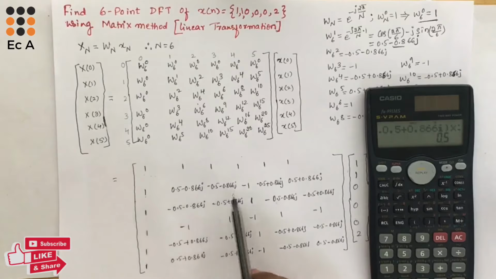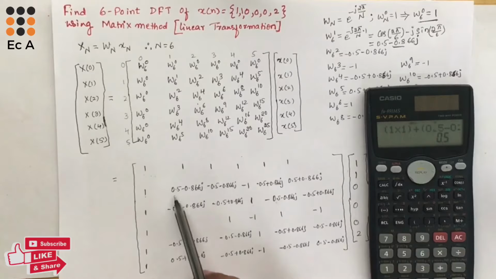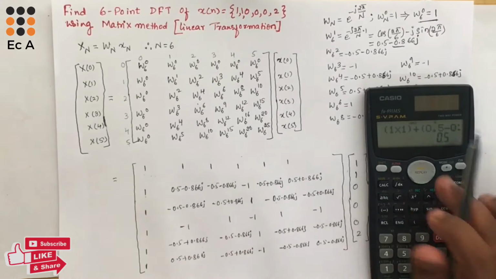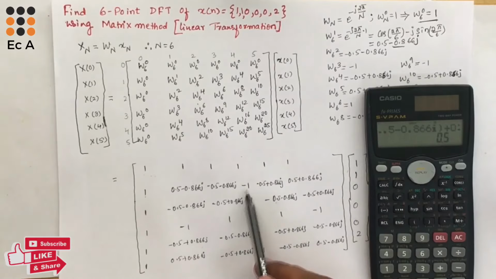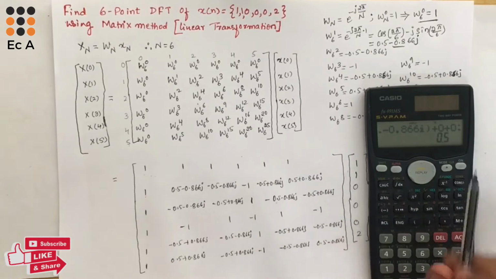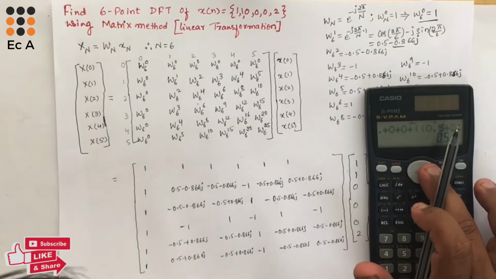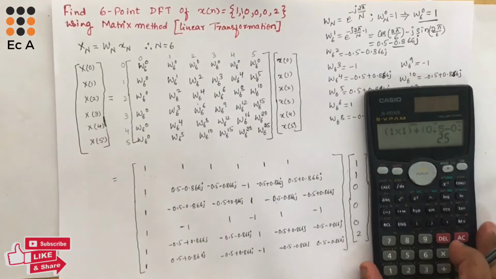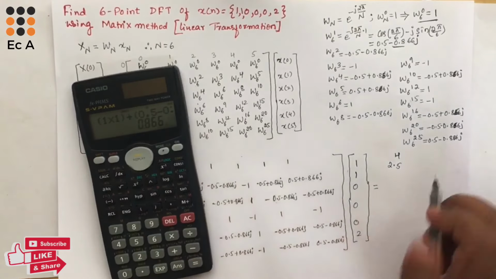Now using the calculator, we can multiply the second row with this column. So it will be 1 into 1 plus the second value 0.5 minus 0.866j into 1. So it will be 0.5 minus 0.866j, plus minus 1 into 0, it will be 0, plus this term multiplied with 0, it will be 0, plus the last term multiplied with 2, so it is 0.5 plus 0.866j into 2. So if we calculate, we will get 2.5, shift equals, plus 0.866j.